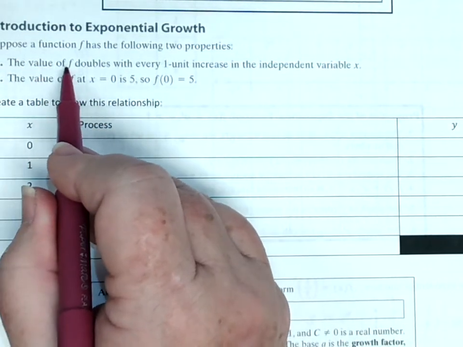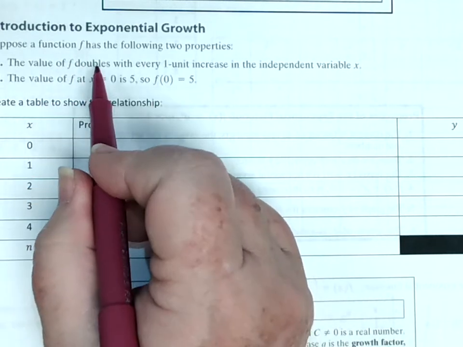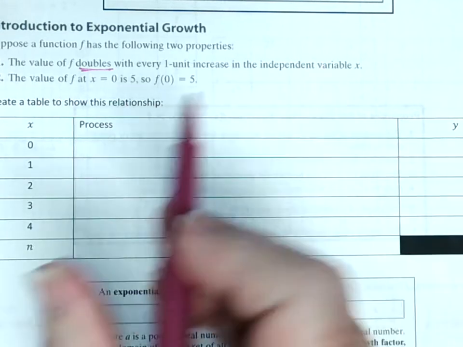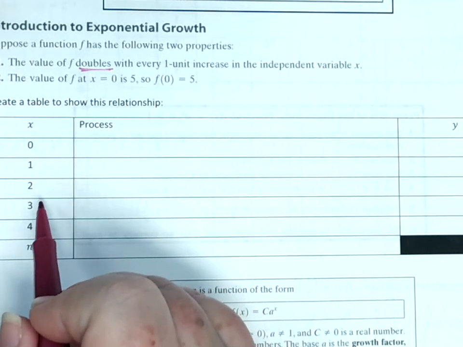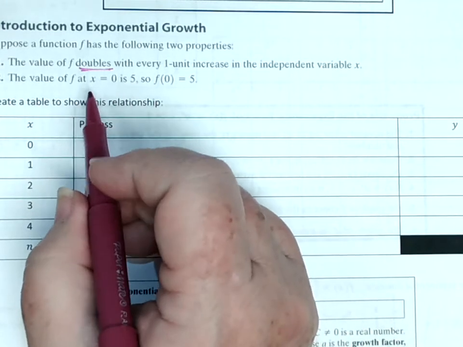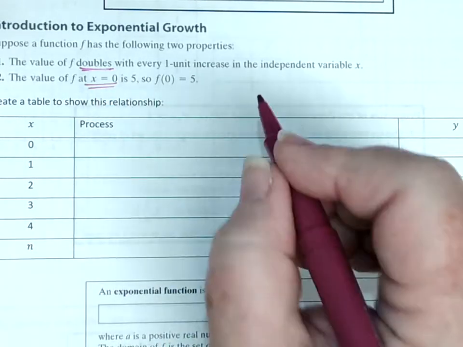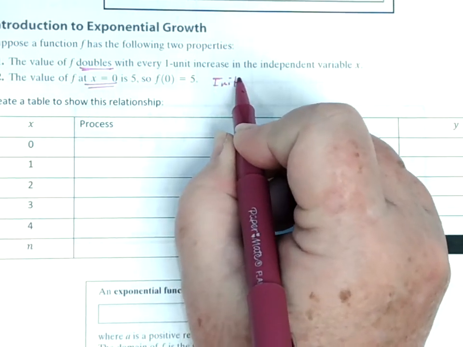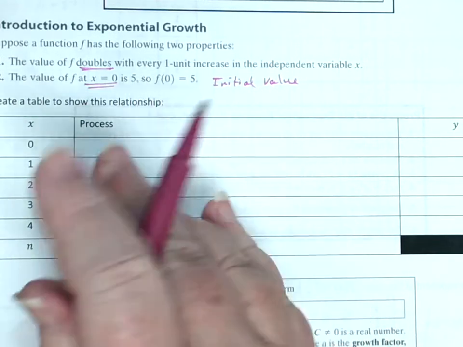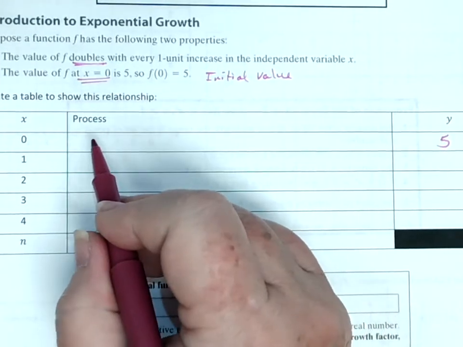I have a function of f, and it has 2 properties. The value of f will double every time x increases by 1. So in other words, every time my x value increases, my y value is going to double. The next thing that I know is that the first value, when x is 0, sometimes called the initial value of my particular problem, is 5. So on my very first point, I have a y value of 5.